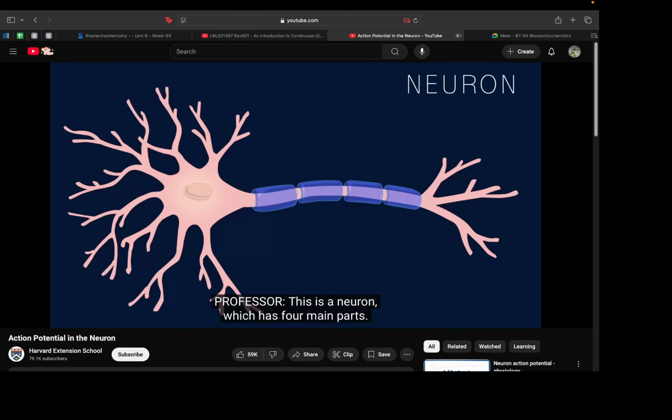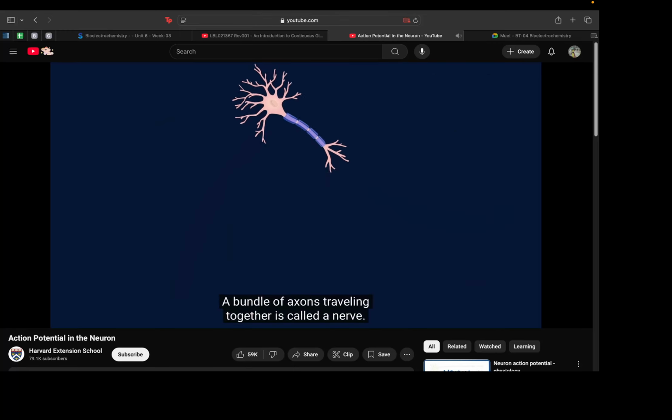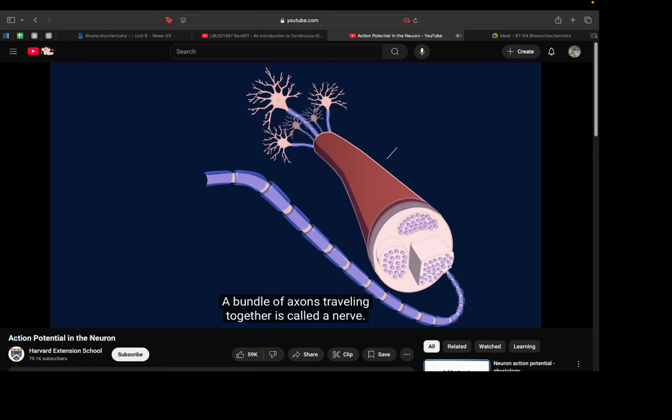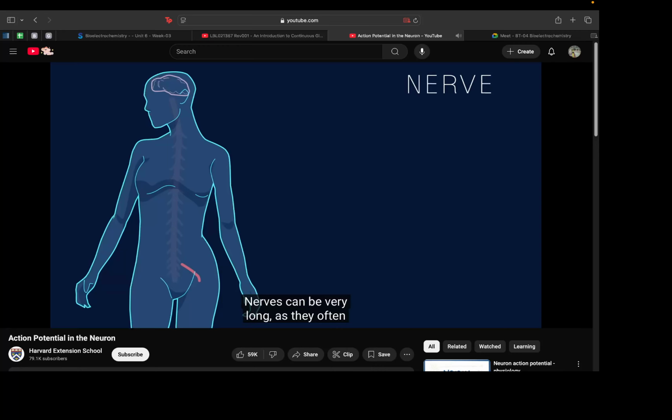This is a neuron, which has four main parts. The dendrites receive information. The cell body processes and integrates that information. The axon carries the information along long distances from one part of the neuron to another, and the axon terminal transmits the information to the next cell in the chain. A bundle of axons traveling together is called a nerve. Nerves can be very long as they often need to transmit information over long distances.